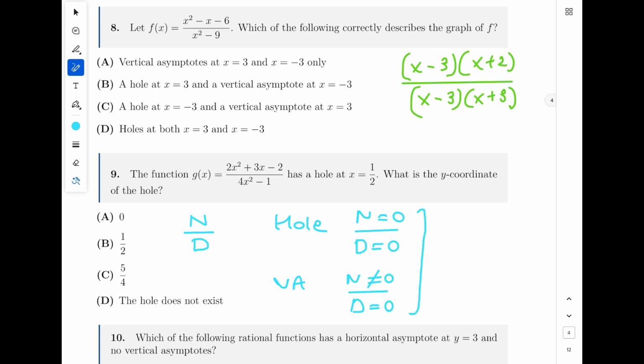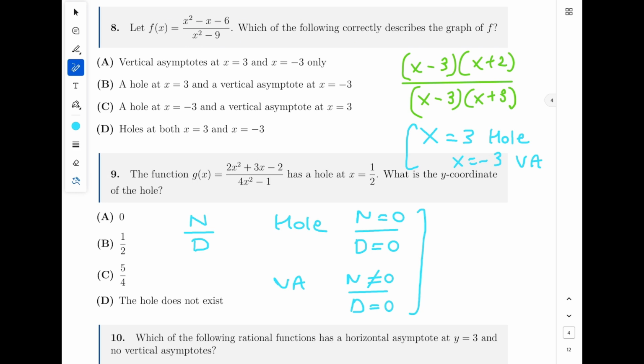If I look at the function at x equal to 3, both my numerator and denominator go to 0. So I have a hole at x equal to 3. If I look at x equal to minus 3, only my denominator goes to 0, my numerator does not. So I'll have a vertical asymptote at x equal to minus 3. And that is all you need to know.